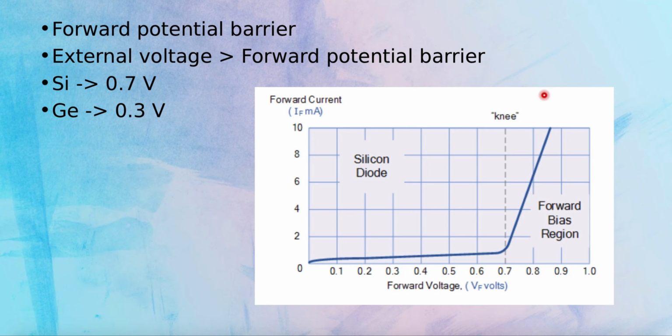In the next lesson, we will be looking into what reverse bias is and also the different types of diodes. There are many types of diodes like triac, Schottky diode, LED, and a lot more.